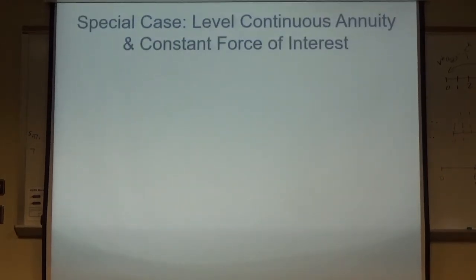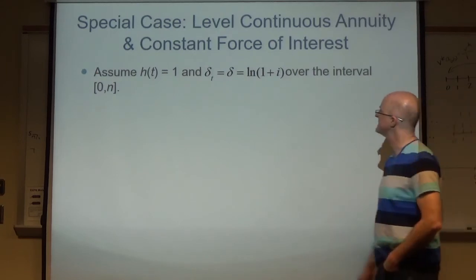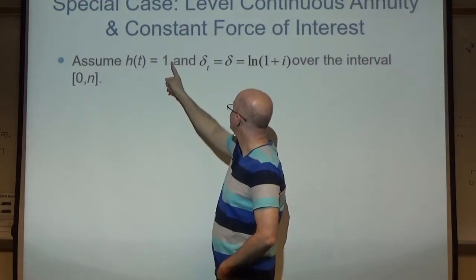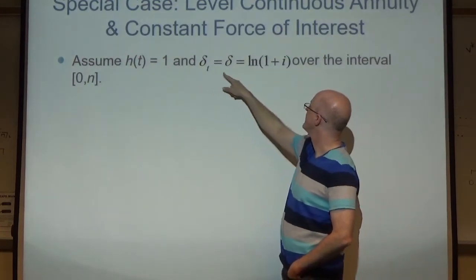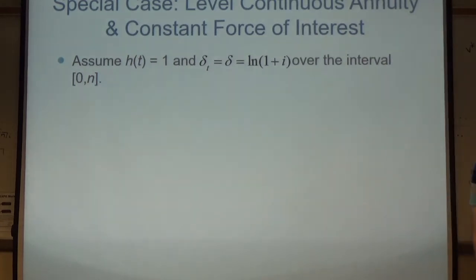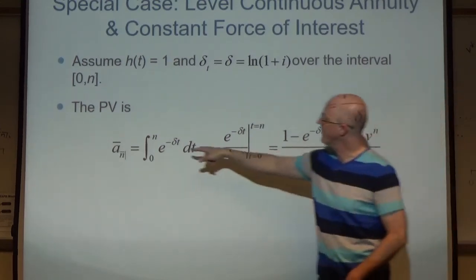But in this one, let's do more simple situations, like a level continuous annuity, where you're getting money at a constant rate, and a constant force of interest. So I'm going to assume h of t is constant at $1 per year. Not very much money, but oh well. And you're getting it continuously. There's the force of interest. I'm pretending it's constant. It's going to be natural log of 1 plus the interest rate. The interval's from 0 to n. What's the present value? It simplifies to this thing here. And the symbol for it involves a bar.